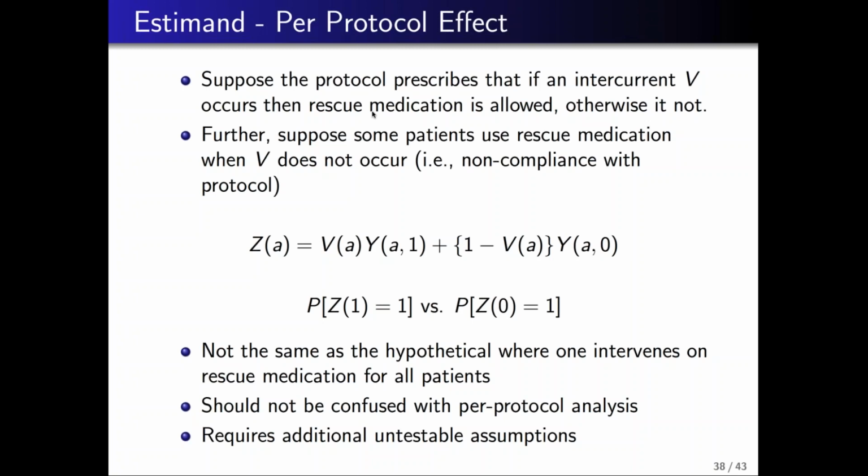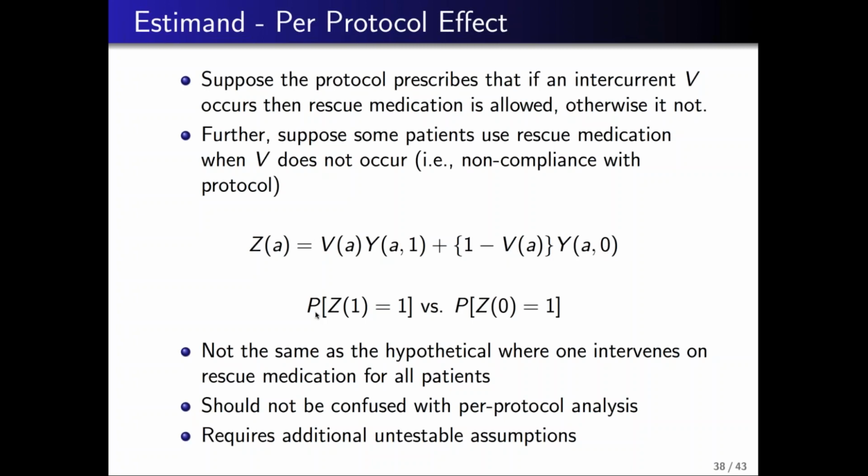Suppose there's non-compliance. So I'm going to define an outcome Z of little a, which basically says if the intercurrent event occurs under treatment little a, then the outcome that we're interested in is your outcome under treatment little a and the use of rescue medications, because that's what the protocol says. If V of a is 1, then I want you to be using rescue meds. And if V of a is 0, I want to know what's your outcome under treatment little a, but you're not supposed to use rescue medications.